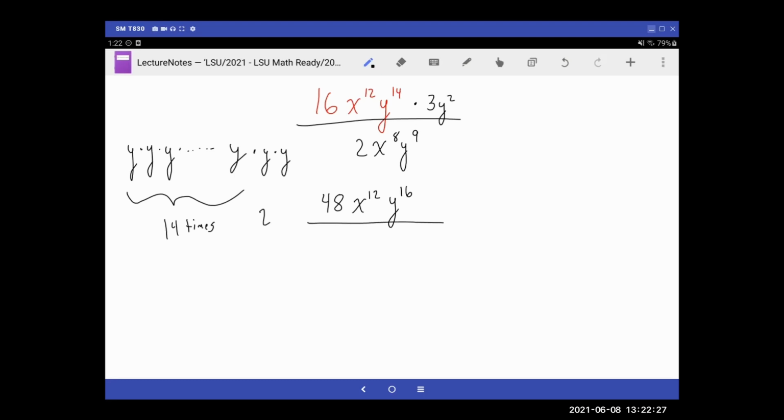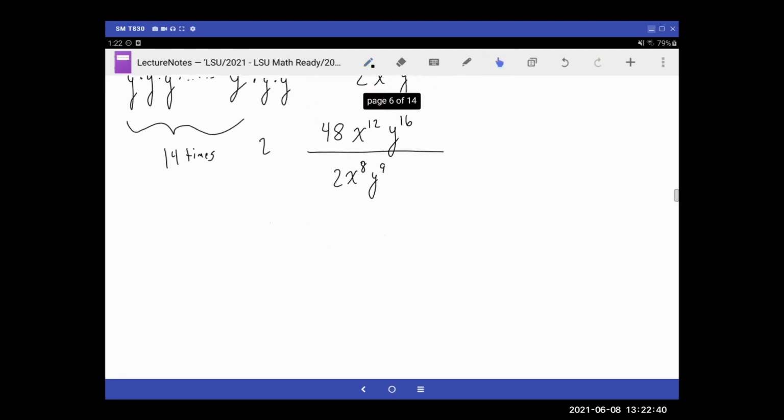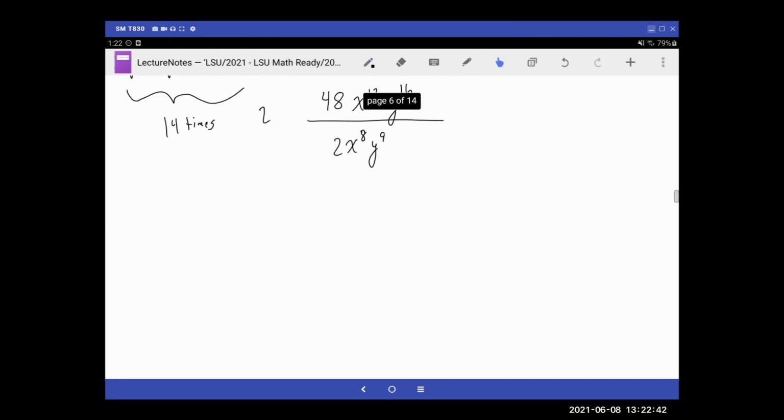Okay, and then all of that is over 2x to the 8th, y to the 9th. Okay, so now that's my simplified version so far. So ignoring what came before it, now I see three fractions. They're all in one, right? I see 48 over 2. I can simplify that. That's 24. 24 over 1. Or just 24.